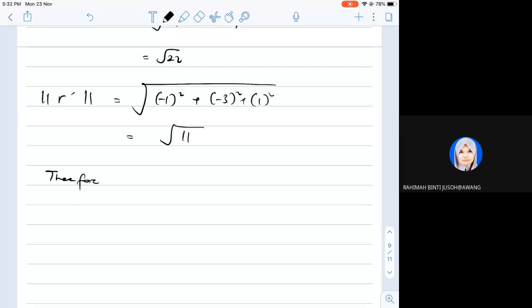the curvature equals the magnitude of R prime cross R double prime divided by the magnitude of R prime to the power of 3, cubed. So we will have square root of 22 divided by square root of 11 to the power of 3. Okay, so this is the answer.